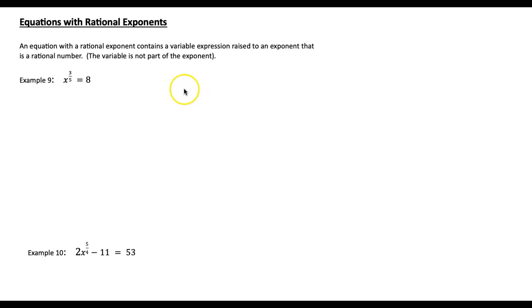Let's take a look at equations with rational exponents. An equation with a rational exponent contains a variable expression raised to an exponent that is a rational number. Notice that the variable is not part of the exponent. So in this case, we have the variable x, and the exponent is 3/5. The 3/5 is the rational number.